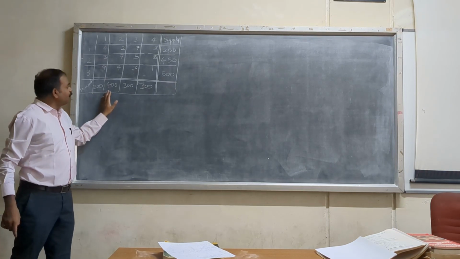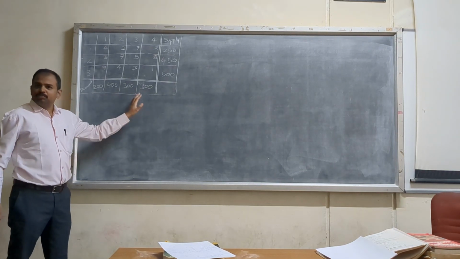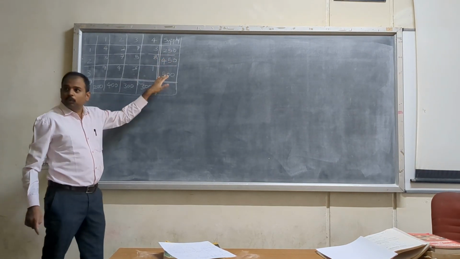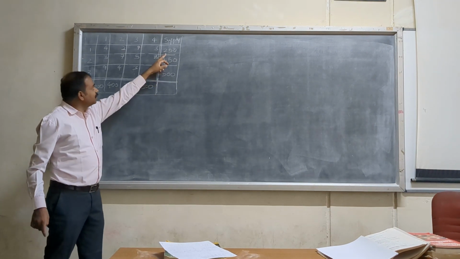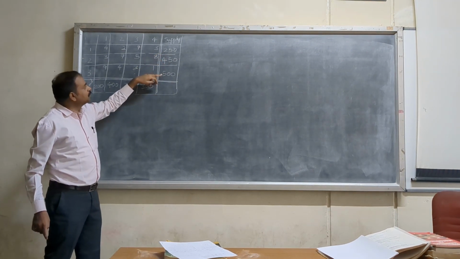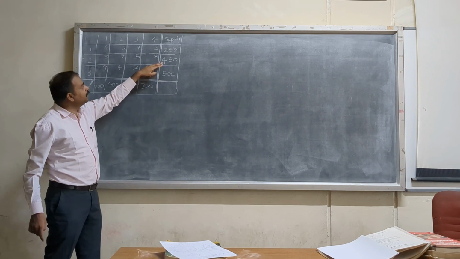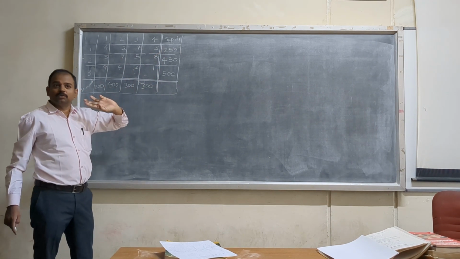You will have to add all the column totals. This is the column total and this is the row total. Check. Add all the things. What is this? Total of this? 500, 450, 950, 1000, 1200. Right?